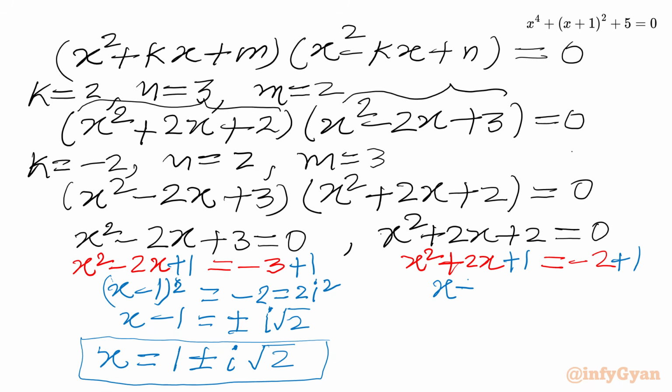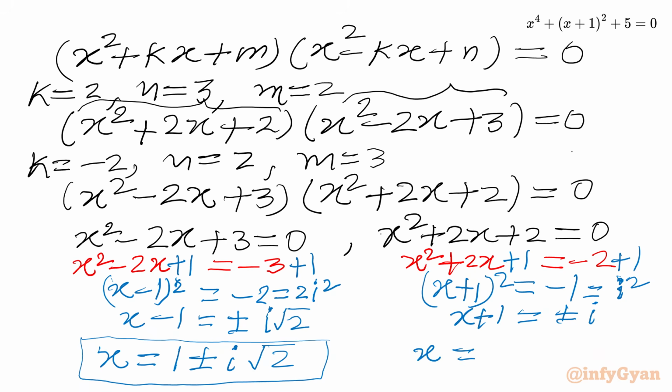Now we have the second equation. The left hand side will become x plus 1 whole square. RHS is minus 1, square is negative, so we are going to get complex solutions. We know that in complex numbers, i square is minus 1. Now we will take the square root on both sides, so x plus 1 would be plus minus i. By subtracting 1 from both sides, we get the remaining two complex solutions, minus 1 plus minus i. So we have 4 complex solutions with the help of biquadratic factorization.